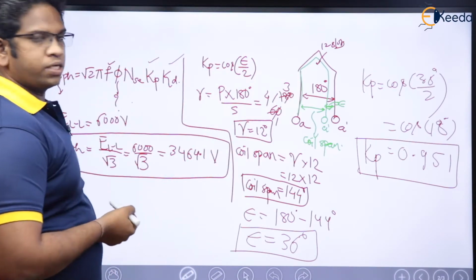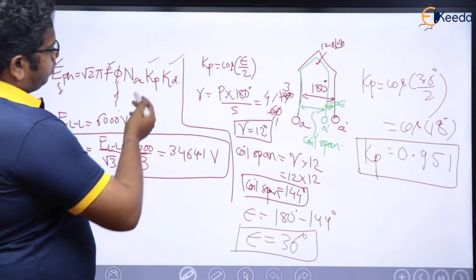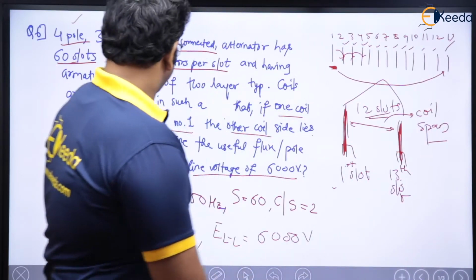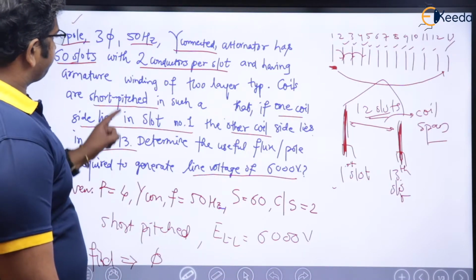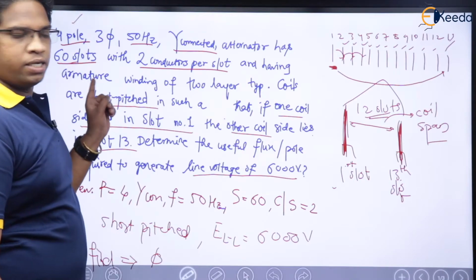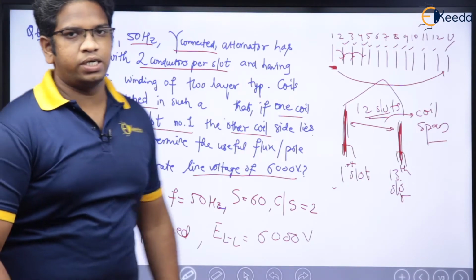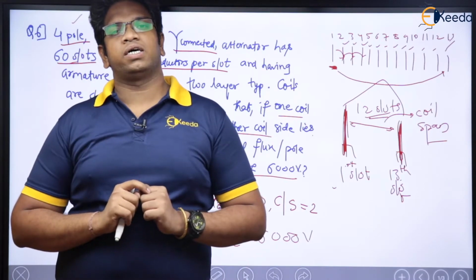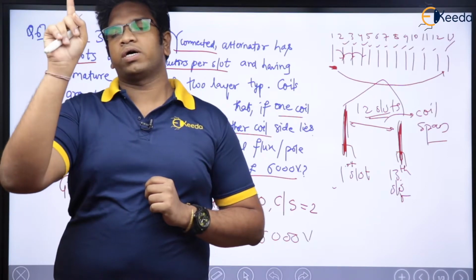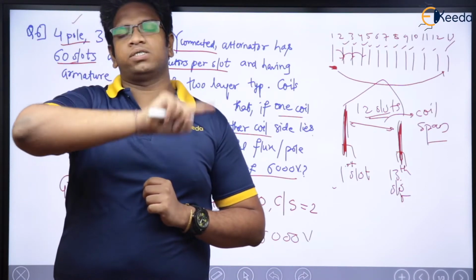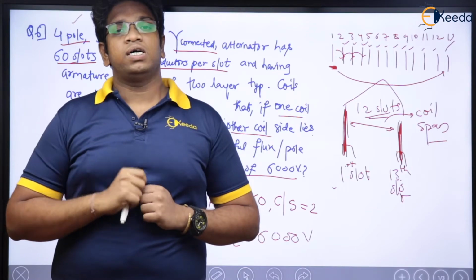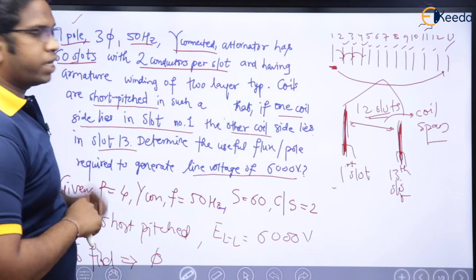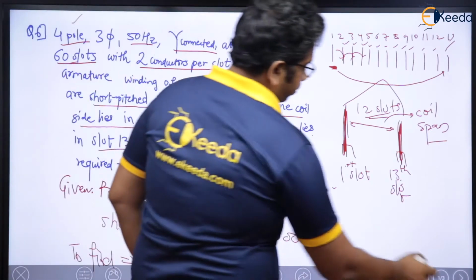We just need NSE. The rest of the things we already know. Let us find NSE. What are they saying? They are saying that 60 slots are there, and in each slot, 2 conductors are there. So total slots are 60, each slot has 2 conductors, which means for 60 slots, you are going to have 2 multiplied by 60, which is 120 conductors in total.